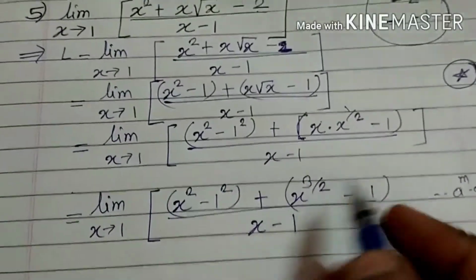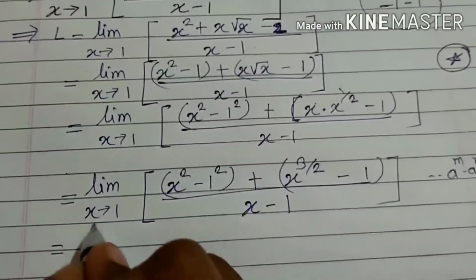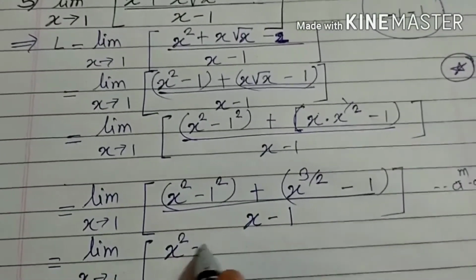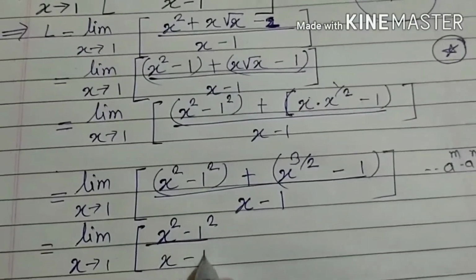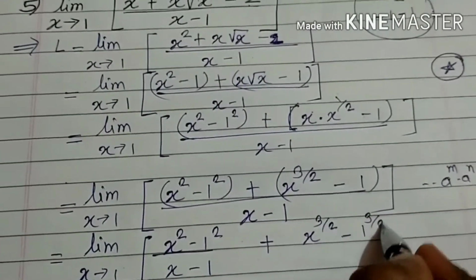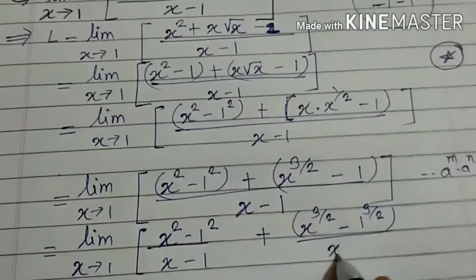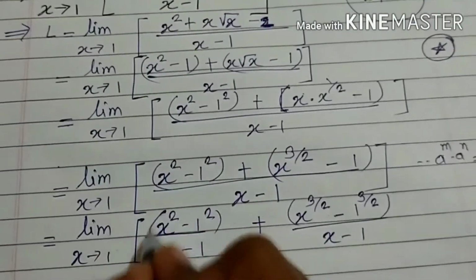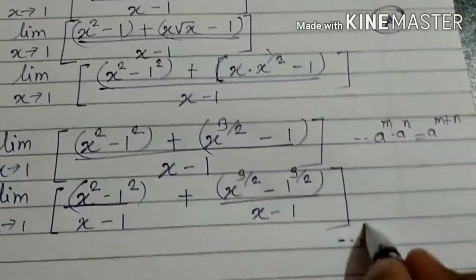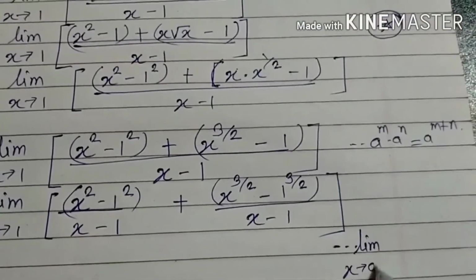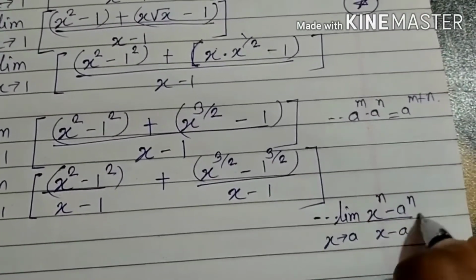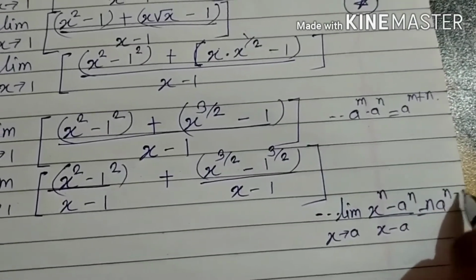Now you can split this x minus 1. So limit x tends to 1, it is x square minus 1 square upon x minus 1, plus suppose it is x raised to 3 by 2 and it is also minus 1 raised to 3 by 2 and this is x minus 1. Okay. Now we know the formula, what is that formula? Limit x tends to a, x raised to n minus a raised to n upon x minus a, which is equal to n a raised to n minus 1.